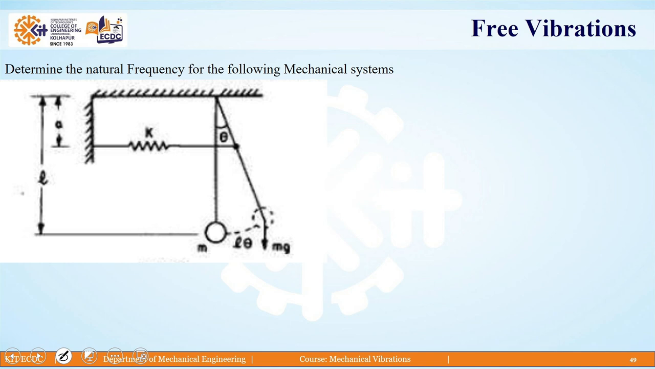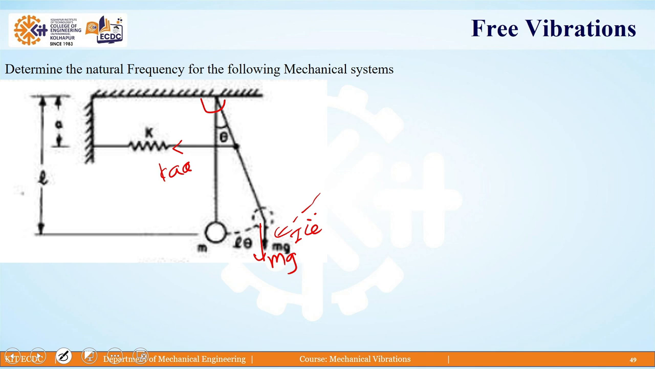So again here you can have an inertial torque which is I theta double dot about this pivot point. There will be a force mg into the distance L theta. So that will again be a torque, and there is a spring which will not allow this pendulum to move rightward. So it is going to have a spring force Ka into theta, and the torque will be Ka square theta.